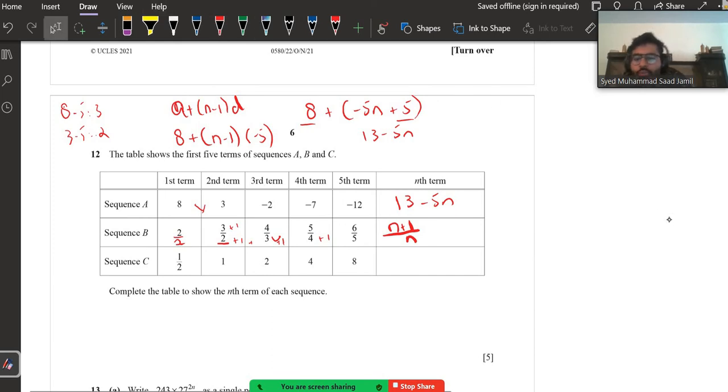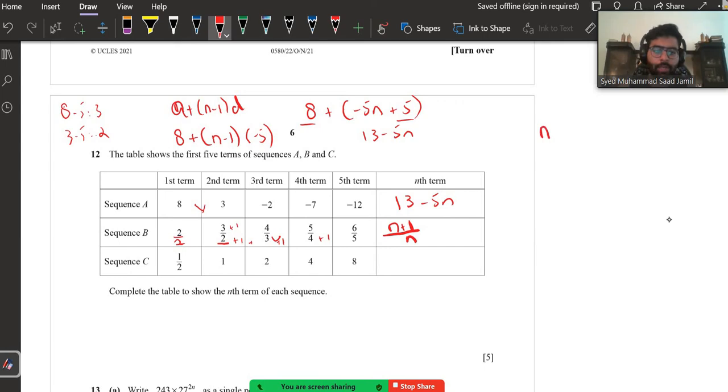So moving on to sequence C, these types of sequence need a bit of observation. So this is the first term. I will be writing down terms. n is equal to 1, n is equal to 2, n is equal to 3, n is equal to 4, n is equal to 5.